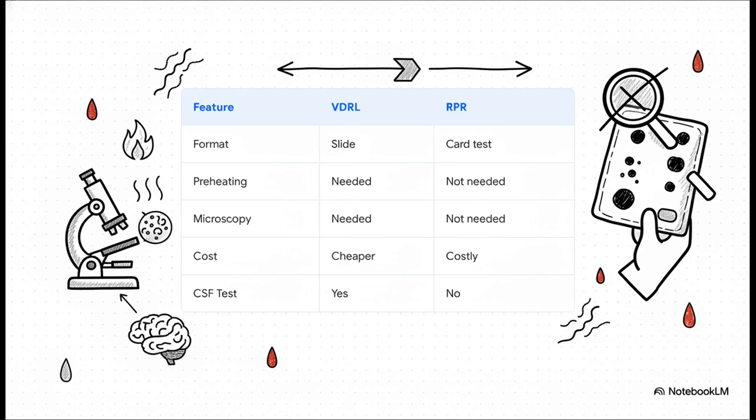That allows you to see the black clumps with your naked eye on a simple plastic card, so no preheating or microscope required. However, as a microbiologist, you absolutely must remember this. If you're testing cerebrospinal fluid to diagnose a brain infection, like neurosyphilis, the VDRL is still the strict drug of choice. RPR just cannot be used on CSF.